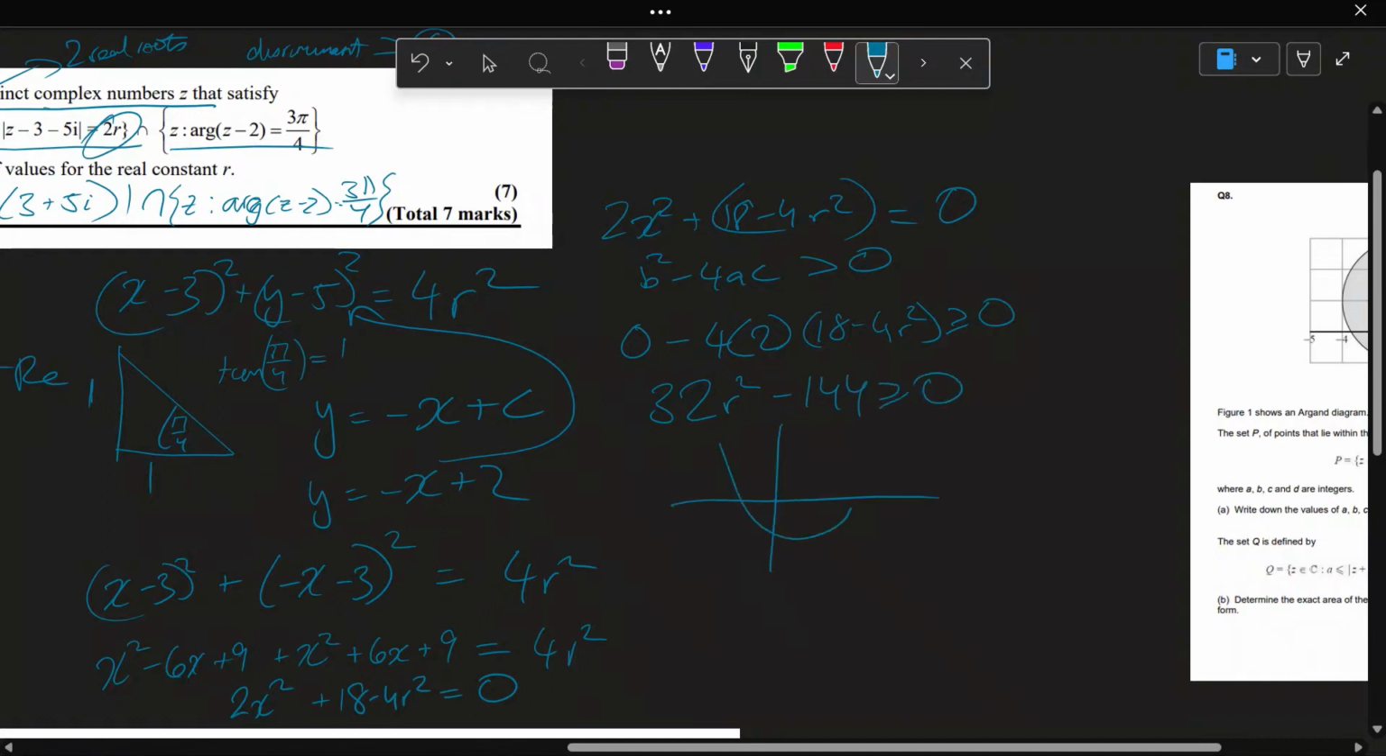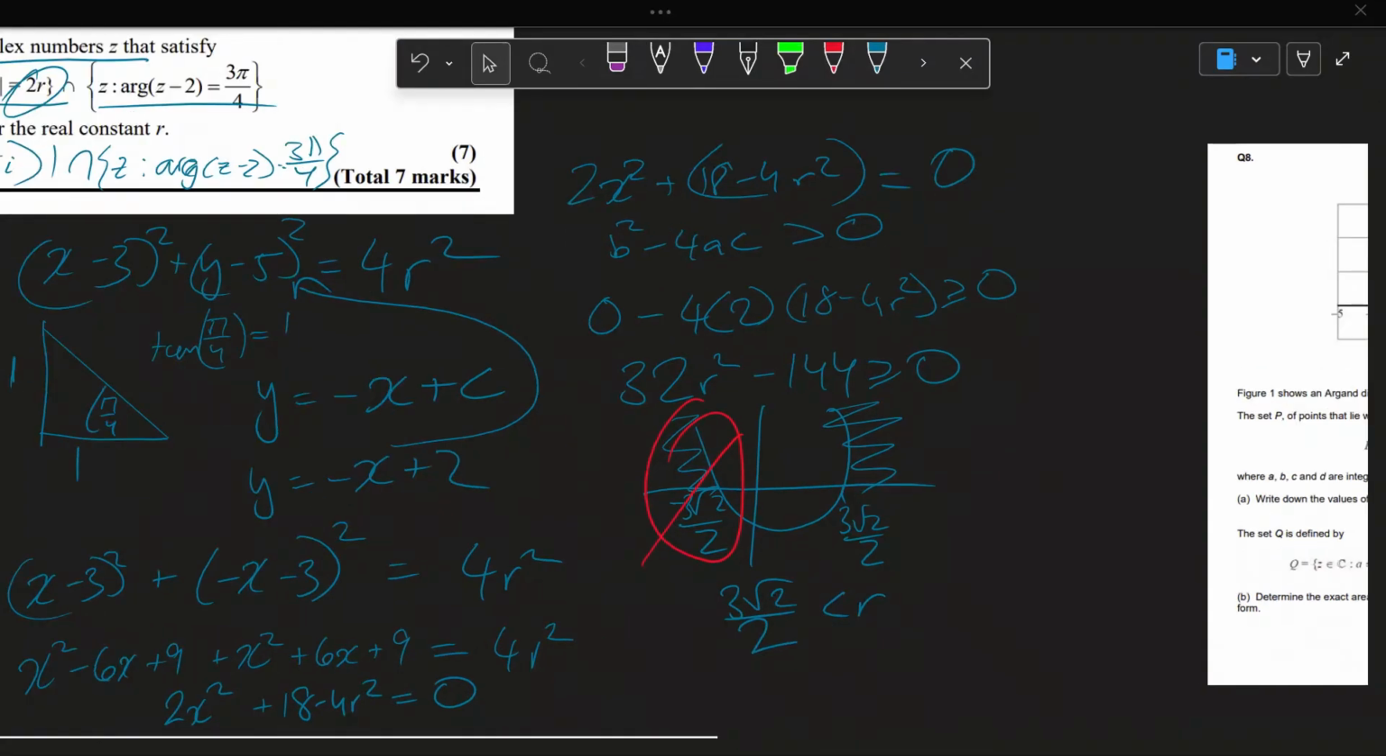So our solutions would look something like this: minus 3 root 2 over 2 and 3 root 2 over 2, and it would be these sides. Obviously we can't have a negative radius, so I have to get rid of this. So our range for now is r greater than 3 root 2 over 2. That's fine.